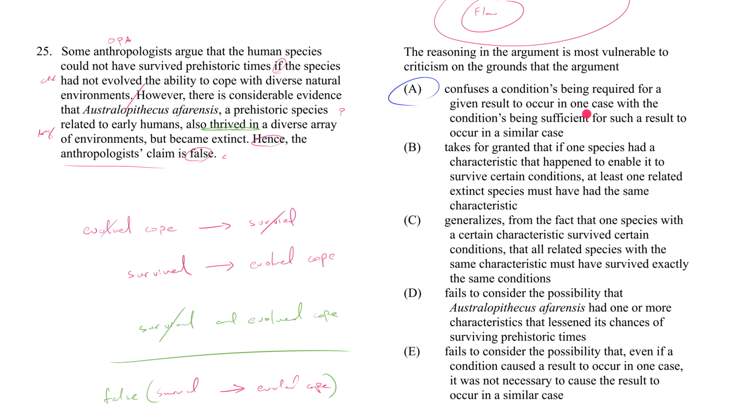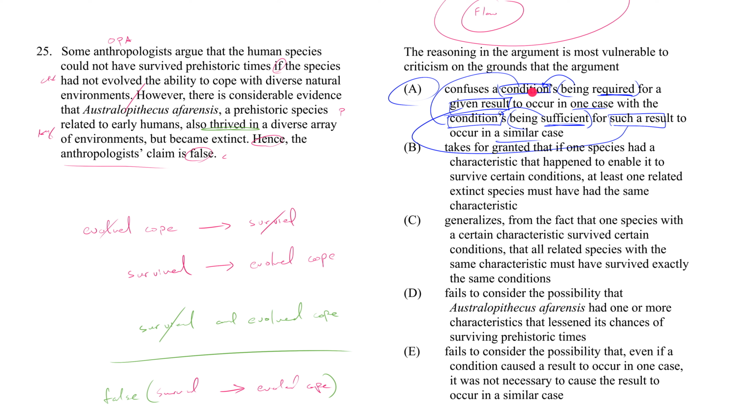So internally, you have a condition being required for a given result, right? This is the condition which is required for a given result to occur, with the condition, this condition references the same condition, being sufficient this time, right? Instead of being required now, they're saying this condition is sufficient for such a result, references this very same result, to occur in a similar case, right? One case versus similar case. That's the internal referencing. Now you need to do the external referencing.